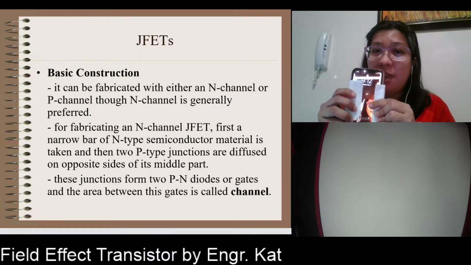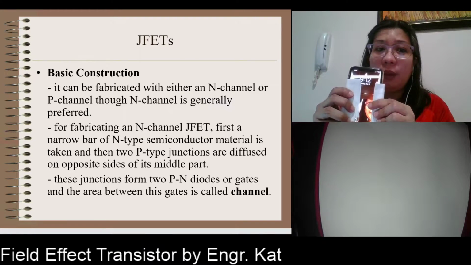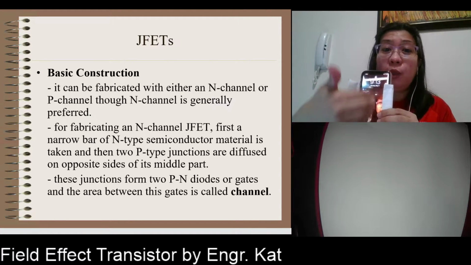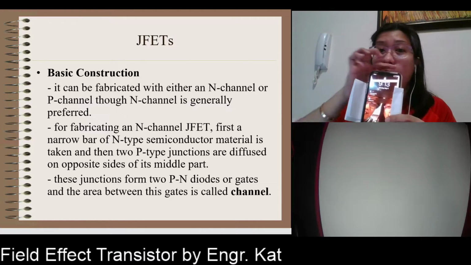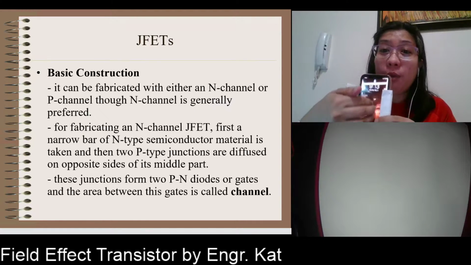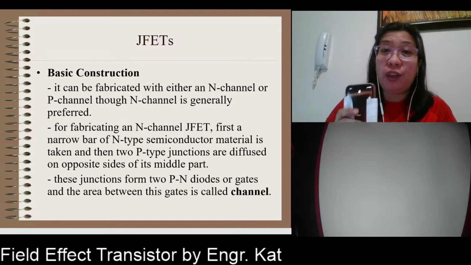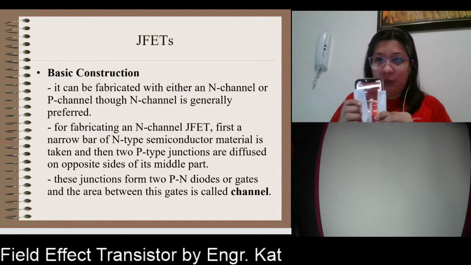So I will be having two PN junctions. Okay, so these are the gates. I have two gates here, and the area between the gates I will call the channel. Since this is N-type, I will call this an N-type or an N-channel JFET. Okay, so this is how it looks like.